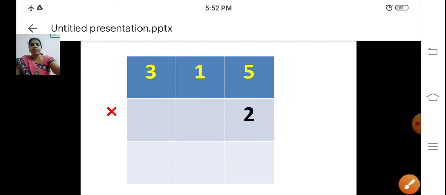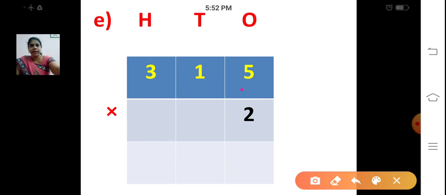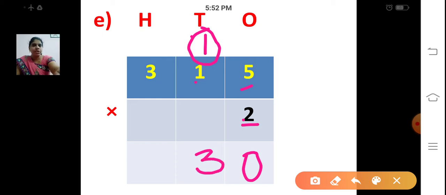We'll see one more time. What is the first step? First, we are going to multiply 5 into 2. 5 2s are 10. So, 0, and 1 will be carried over. Second step, we are going to multiply 1 into 2. 1 2s are 2. 2 plus 1, 3. And next, we are going to multiply 3 into 2. 3 2s are 6. So, the answer is 630.